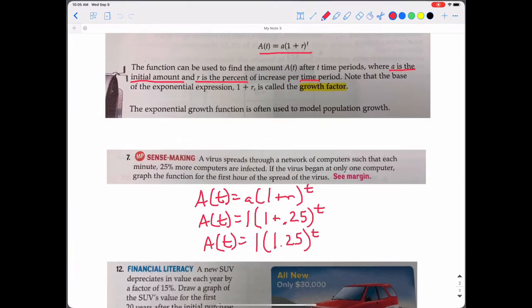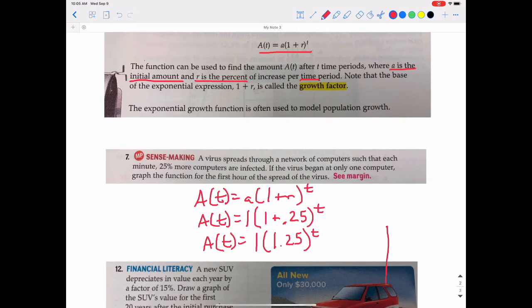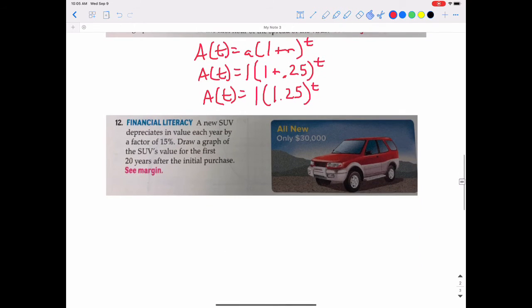And then the last one, financial literacy. A new SUV depreciates in value each year by a factor of 15%. Draw a graph of the SUV's value for the first 20 years after initial purchase. And over here it tells you the price of that SUV. The price of the SUV is only $30,000. So that's our initial amount. So it's going to be A of t equals 30,000 times the quantity of 1.